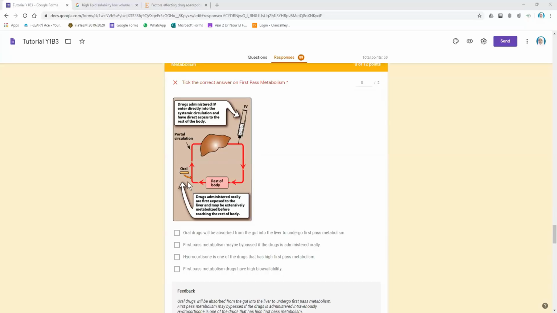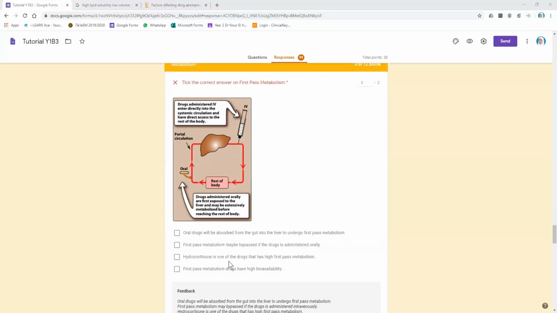First pass metabolism may be bypassed if the drug is administered orally. This is wrong, because oral goes to the liver first and then only to the rest of the body. The first pass metabolism may be bypassed if we give it intravenously, just like in the picture.